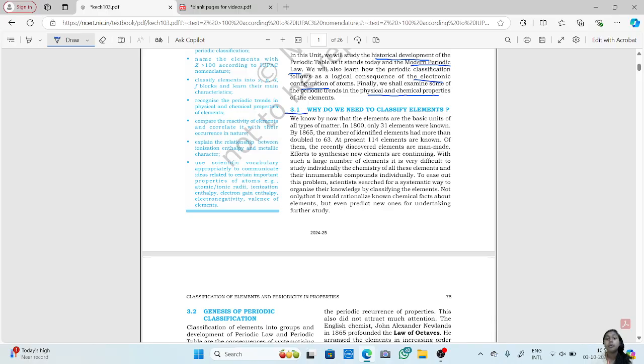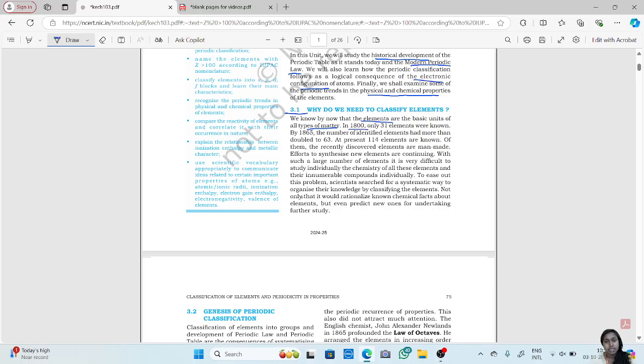First thing, why do we need to classify elements? What is the need for classification of elements? So we know by now that the elements are basic units of all types of matter. Yes or no? All types of matter are made up of some kind of elements. For example, carbon is present in most of the compounds. Water is also a chemical compound. It carries two elements, hydrogen and oxygen. So each and everything is made up of elements.